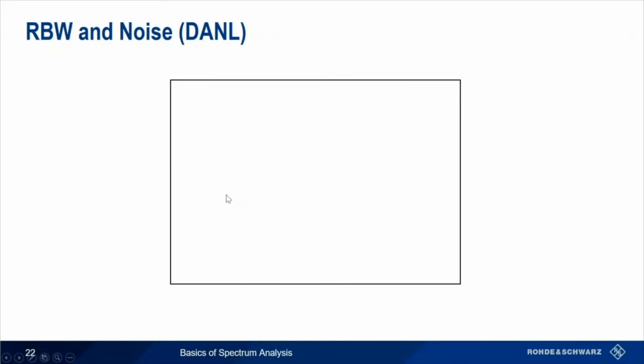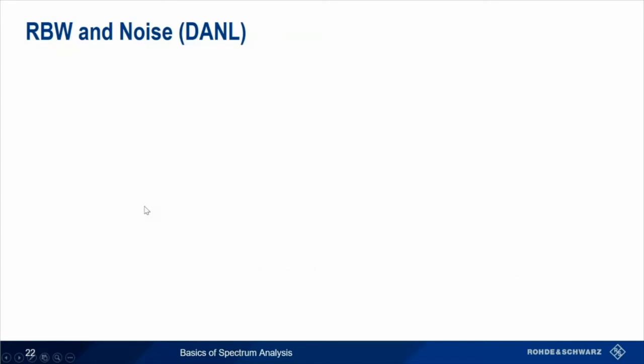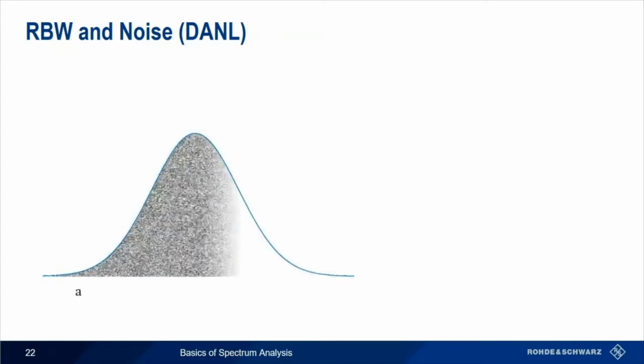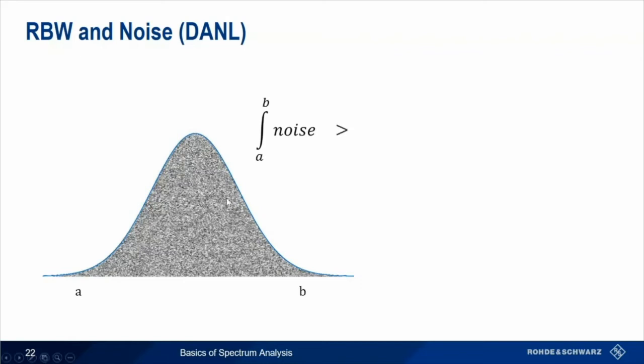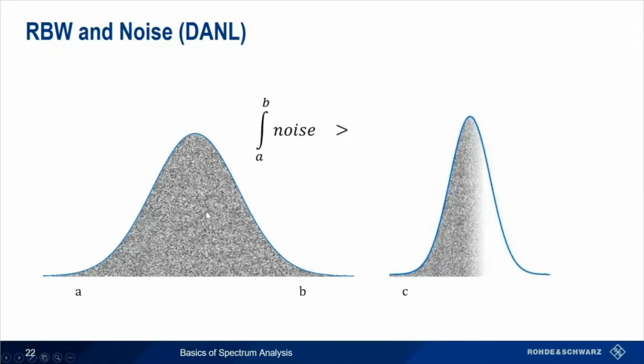The other important aspect of resolution bandwidth is the effect that it has on noise. More specifically, resolution bandwidth affects the noise floor, and that's also often referred to as DANL, or the displayed average noise level. The noise floor rises or falls depending on the chosen resolution bandwidth. So why does that happen? Well, the noise generated within a spectrum analyzer is more or less flat over frequency. And this in turn means that the noise contained in a wider resolution bandwidth filter is greater than the noise contained in a narrower filter.